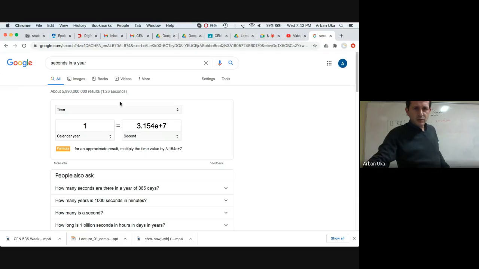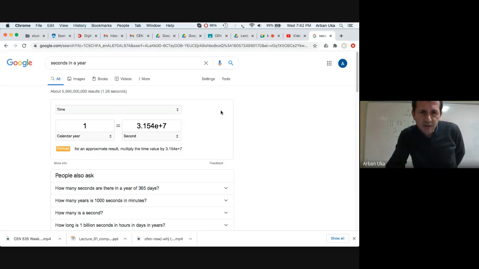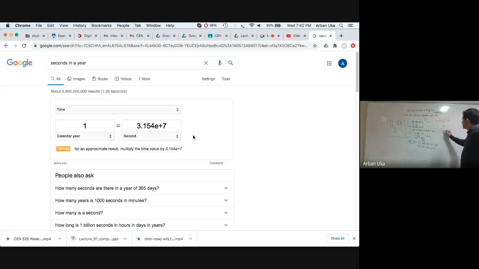No, okay. So 1 year has 10 to the power 7 seconds. So if we have here 10 to the power 18 seconds, divided by 10 to the power 7, is it a year? Yes, that's true. If we divide this by 10 to the power 7, we get 10 to the power 11 years.